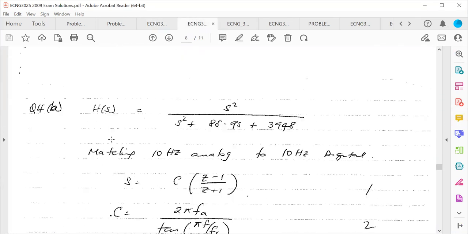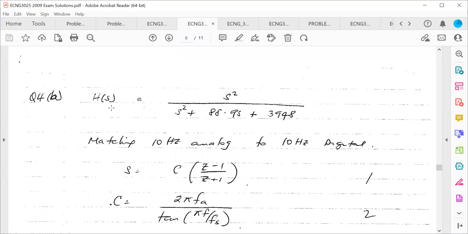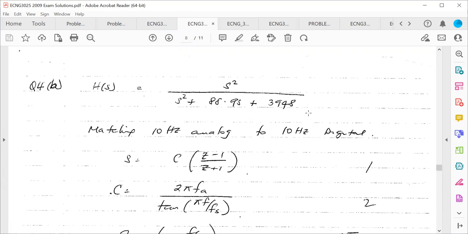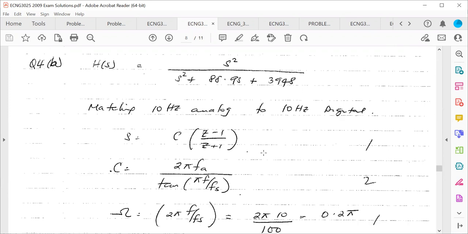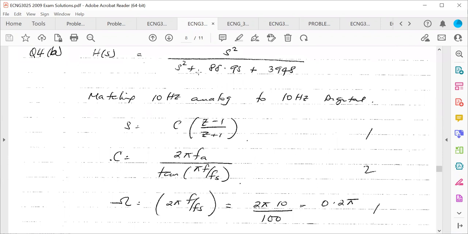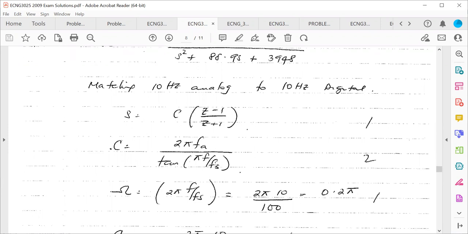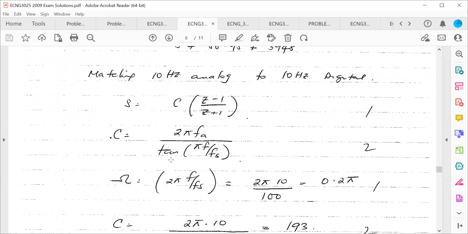And for this one, the solution steps are generic all the way through. You start off with some transfer function that you know, and then you decide how you want to match it. So I want to match the 10 hertz cutoff frequency to 10 hertz in the digital domain. I'm mapping it by replacing S up here with some constant times Z minus 1 over Z plus 1. And that constant, you have to remember, is 2 pi FA over tan of pi F over FS, where FA is the analog frequency and F is the cutoff frequency. So FA is 10 hertz, and F below is also 10 hertz.